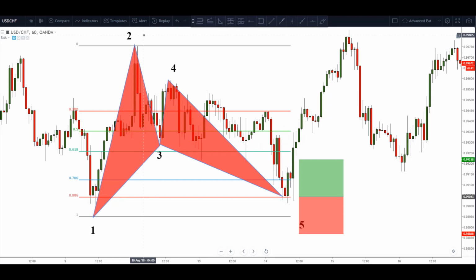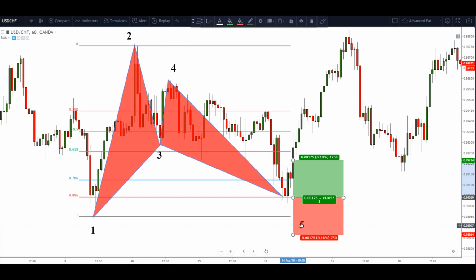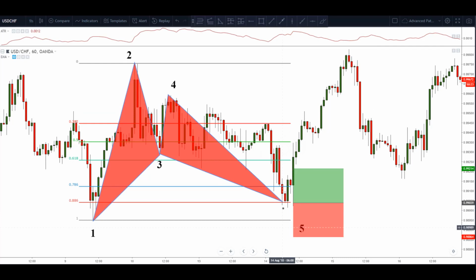In no way is that me telling you you have to do it this way, but what I normally do is place a limit order directly at point number 5. So right here at point number 5 on that 886 retracement, I would have a limit order. Our candle is right here. This is our entry candle. I'm going to hover over it and look up at our ATR. As you can see, that's a 12 pip ATR.